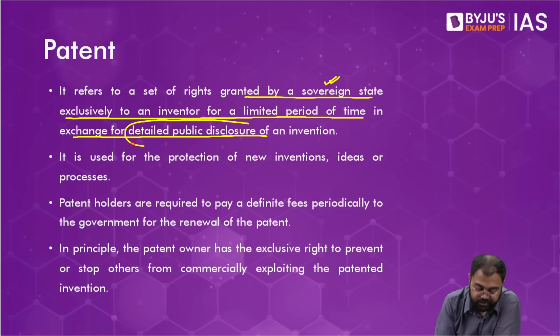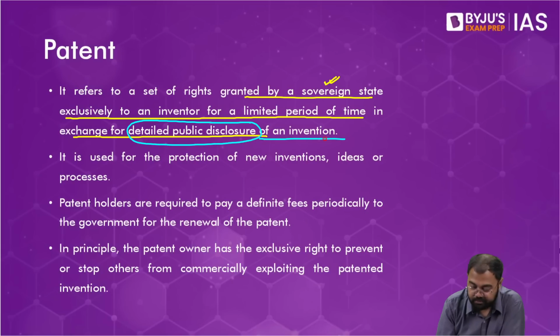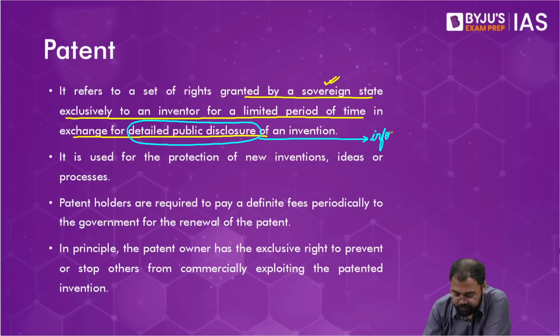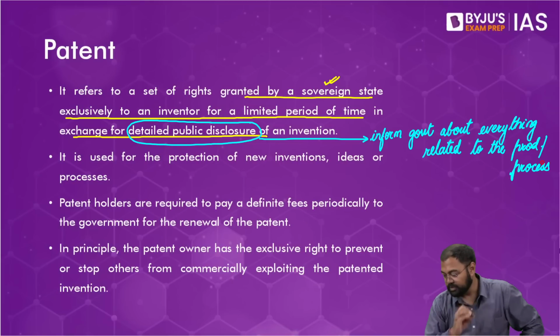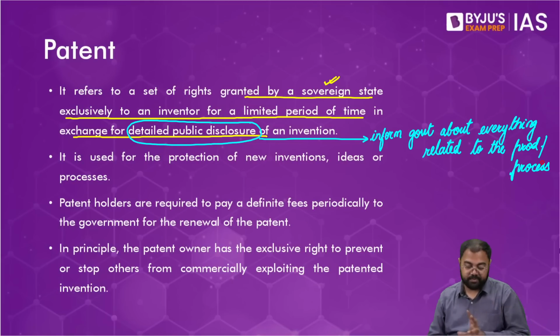So detailed public disclosure means that you are informing the government about everything related to the product or the process, product or the process. So this is basically what we say is detailed public disclosure.